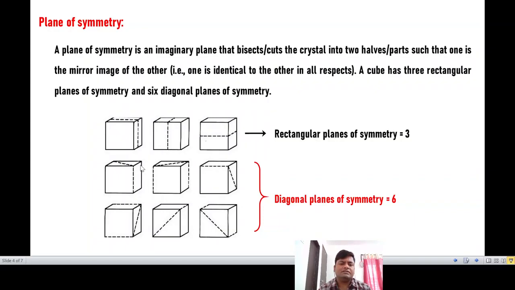The cube has three opposite pairs of surfaces, and every pair of surfaces can have two planes crossing each other. So three pairs become six diagonal planes of symmetry.